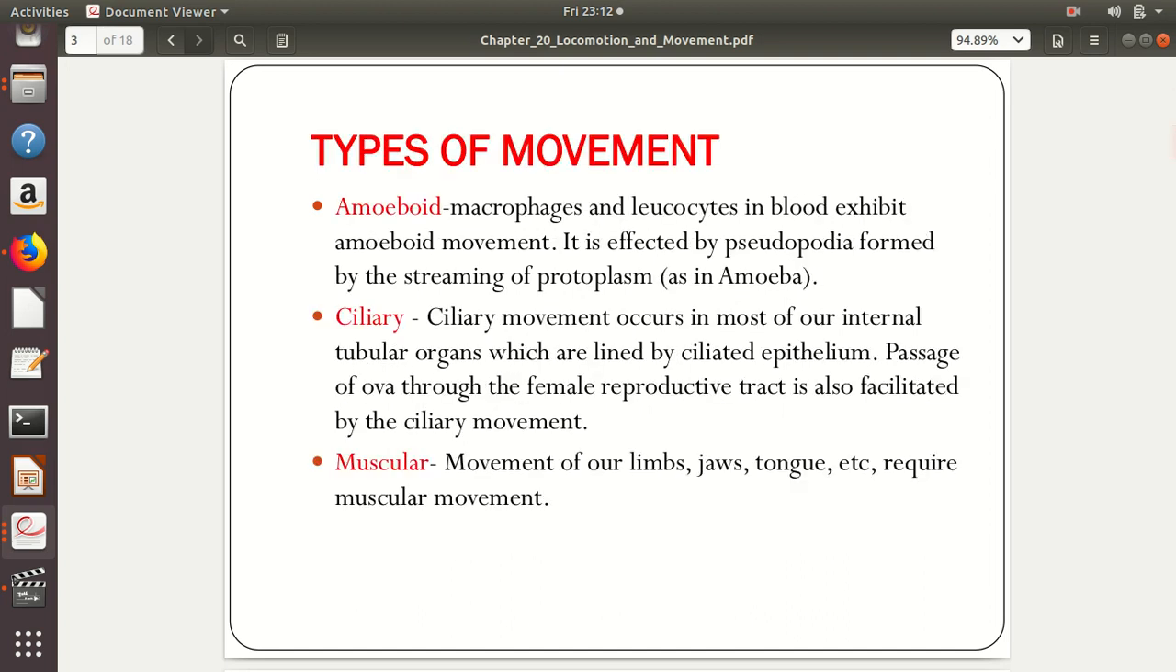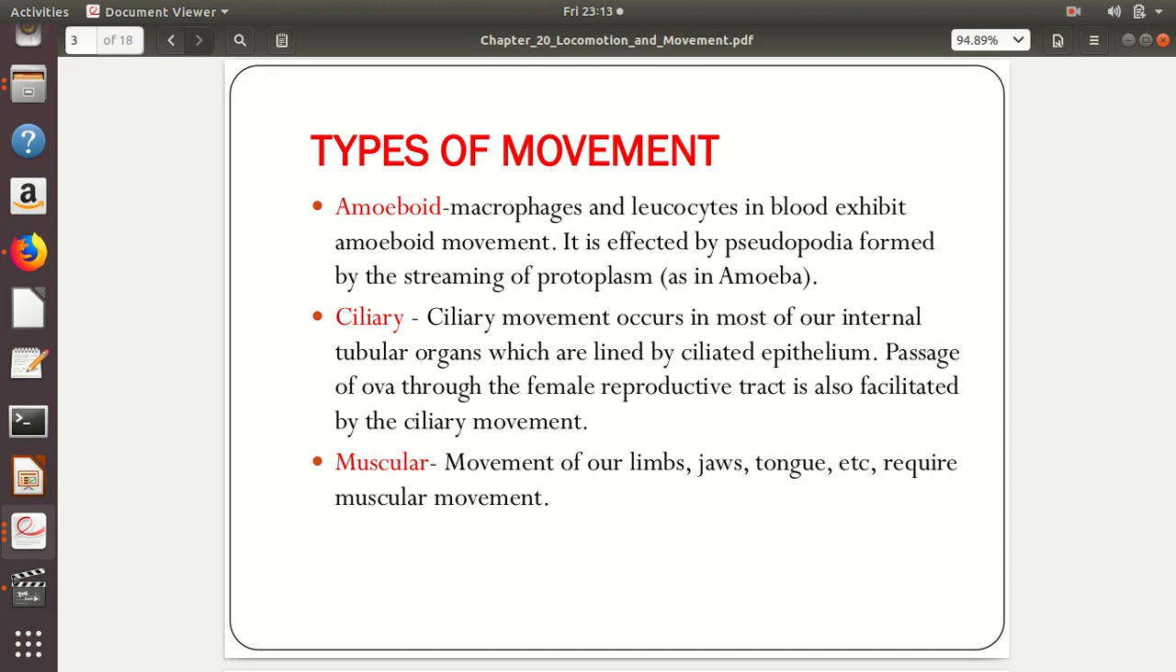The types of movements that we can notice are amoeboid, ciliary and muscular movements. Amoeboid movement is noticed in macrophages and leukocytes in blood. They exhibit amoeboid movement wherein there is a formation of pseudopodia by the streaming of protoplasm, similar to that of amoeba. Ciliary movement is noticed in most of the internal tubular organs which are lined by ciliated epithelium. The passage of ova through the female reproductive tract is also facilitated by ciliary movement.